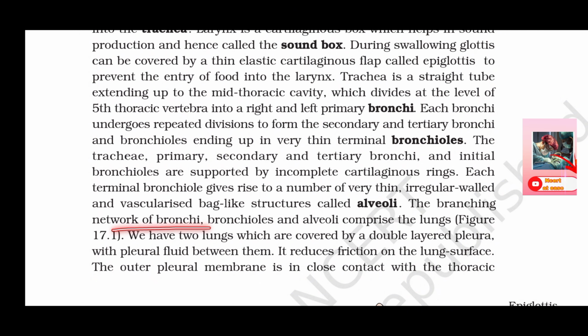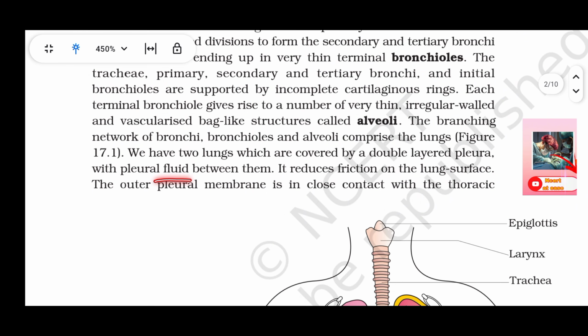The trachea, primary, secondary, and tertiary bronchi and initial bronchioles are supported by incomplete cartilaginous rings. Each terminal bronchiole gives rise to a number of very thin, irregular-walled and vascularized bag-like structures called the alveoli. The branching network of bronchi, bronchioles, and alveoli comprise the lungs. We have two lungs which are covered by a double-layered pleura with pleural fluid between them. It reduces friction on the lung surface.